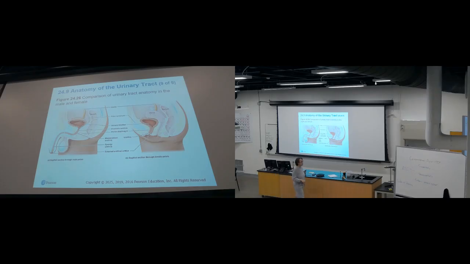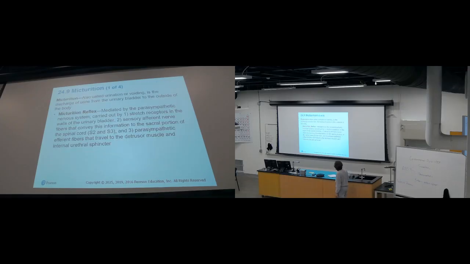So here is the medial view of these organs. Here we have the urinary bladder, and this is the urethra in females. It's short, and then in males, this is the prostatic urethra. This is the membranous urethra, and this is the spongy urethra or penile urethra. And this opening is the external urethral orifice.